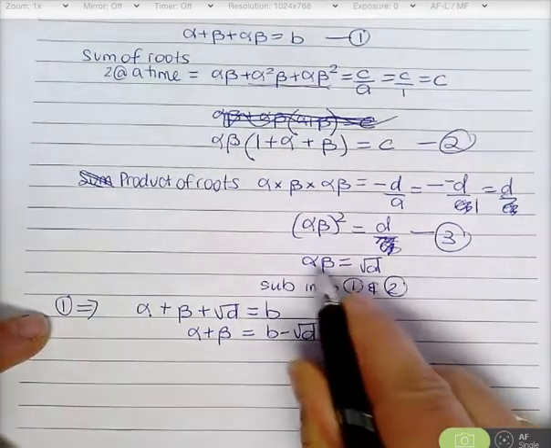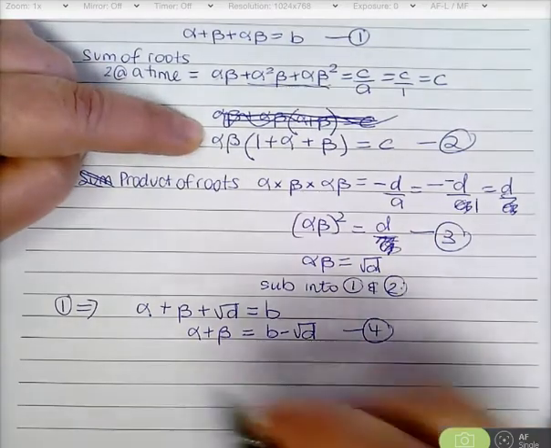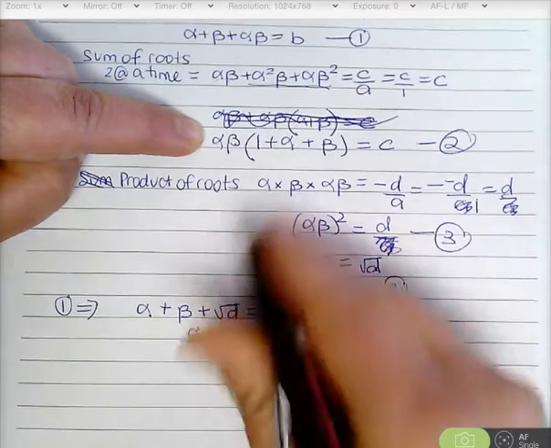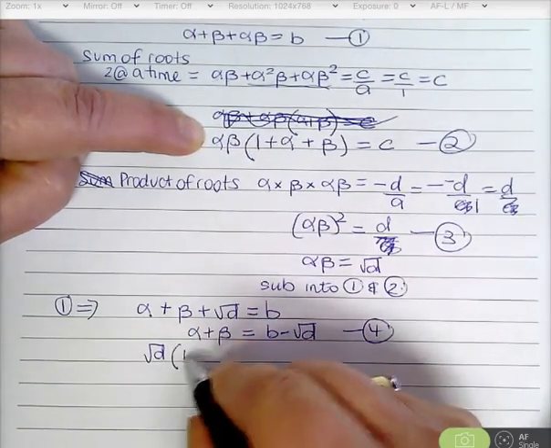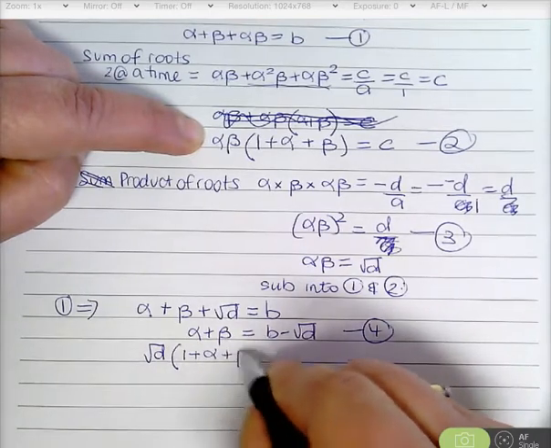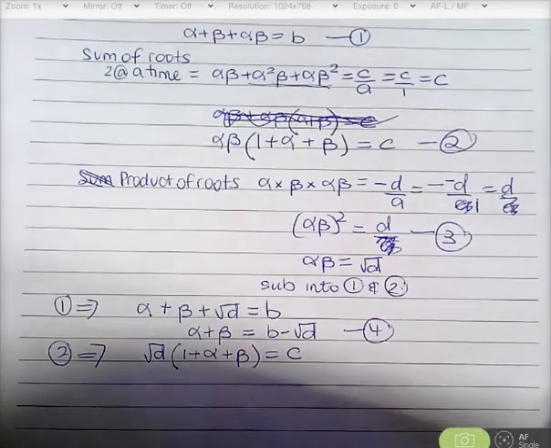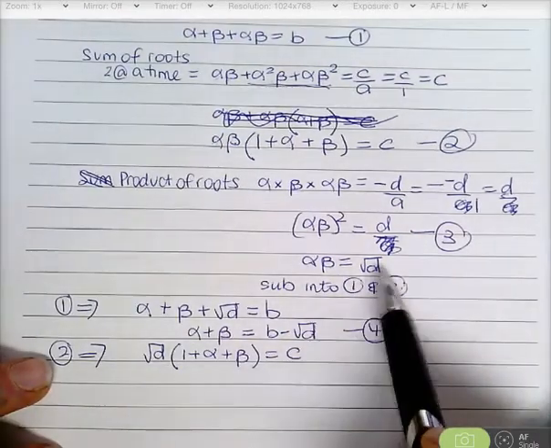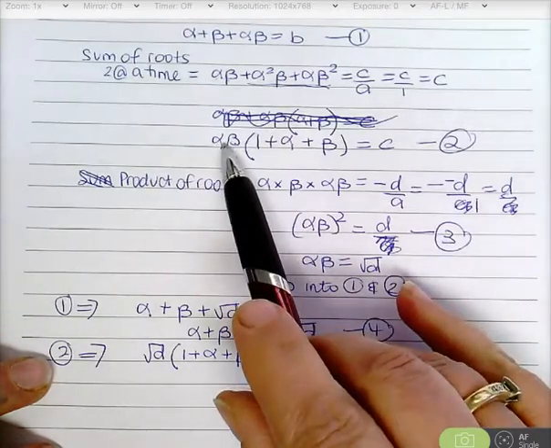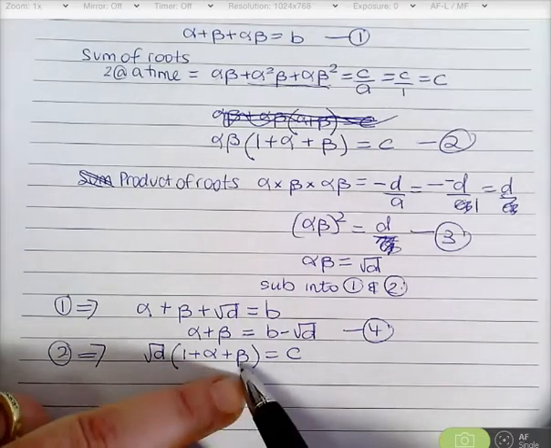We're also going to substitute alpha times beta is square root of d into equation 2, so into this one. So we've got that alpha times beta, which you remember is the square root of d, times 1 plus alpha plus beta is equal to c. Okay, so again, substituting alpha times beta is square root of d into equation 2, we got this square root of d bracket 1 plus alpha plus beta equals c.